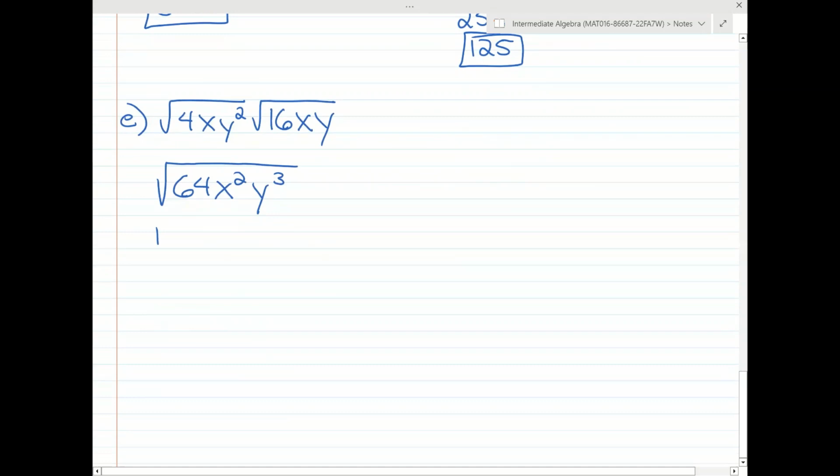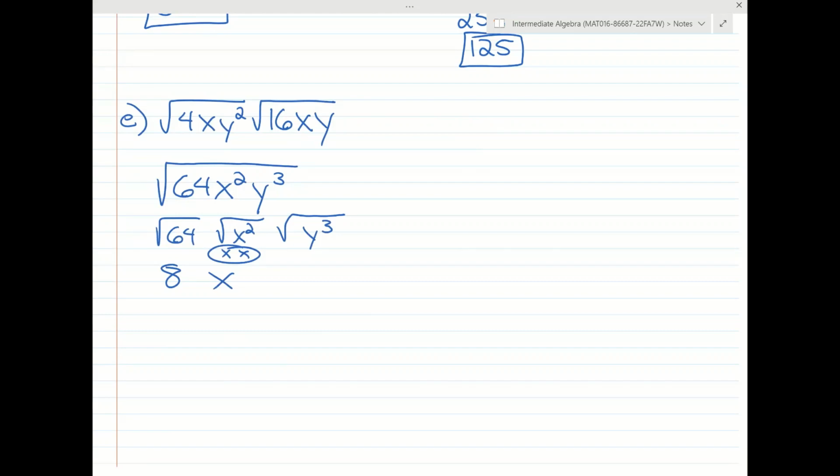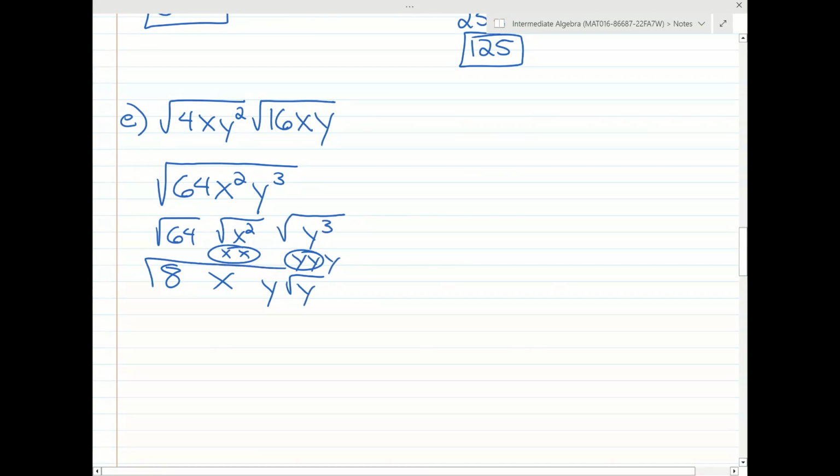So to finish this, square root of 64 is 8. The square root of x squared is just x. And the square root of y to the third, right, y 3 times, here's a group with 1 left over. This would be the answer for this problem.